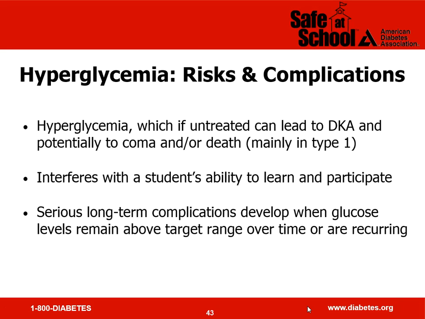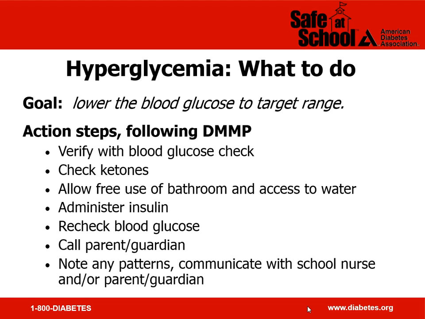Some of the risks and complications of hyperglycemia, which if untreated can lead to DKA and potentially to coma and death, mainly in type 1. It interferes with a student's ability to learn and participate. Serious long-term complications can develop when glucose levels remain above the targeted range over time or are recurring. What to do? The goal is to lower blood glucose to a target range.